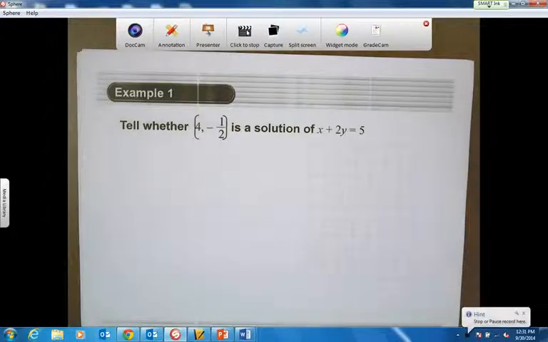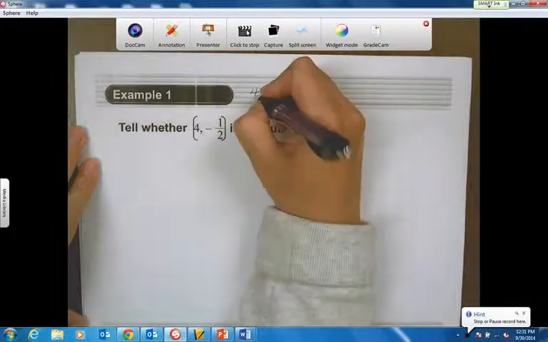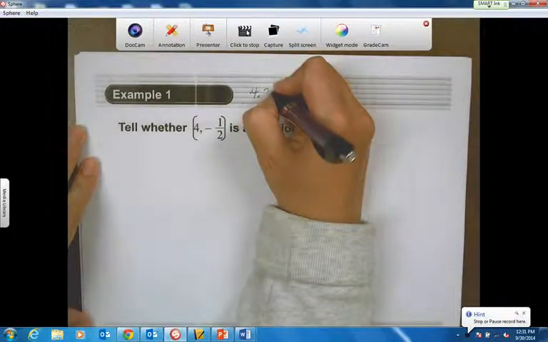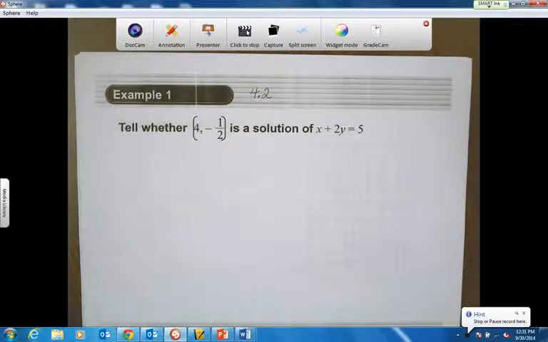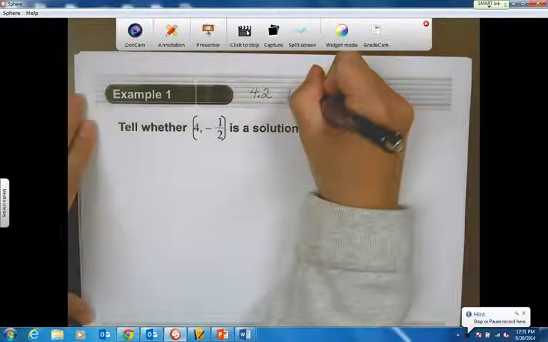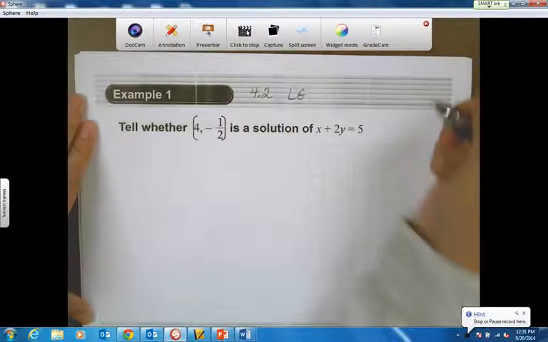Write that down: 4.2. We skip 4.1 because 4.1 is just graphing. You should already know how to graph points at this point, so that's why we're completely skipping that. Our learning goal, which will be for a few days because we're doing different types of graphing, but today our learning goal will be graphing linear equations.